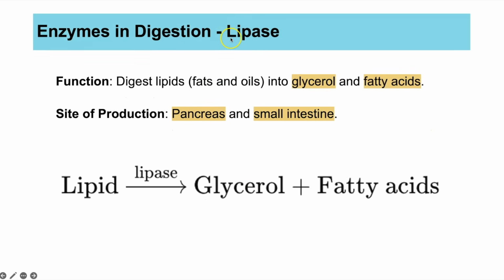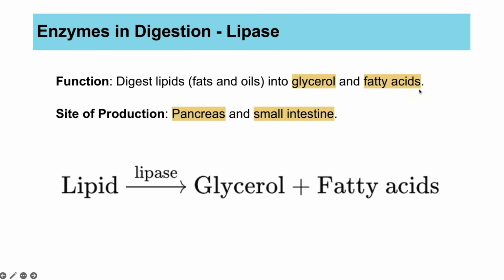The last one you need to know is lipase. ASE at the end, so we know it's an enzyme, and lip at the start because it's lipids. Lipids is the name for things like fats and oils. And lipids are digested into two molecules. We get glycerol and fatty acids.